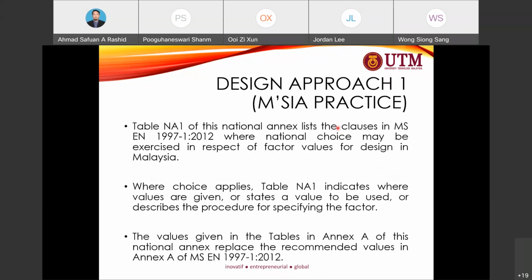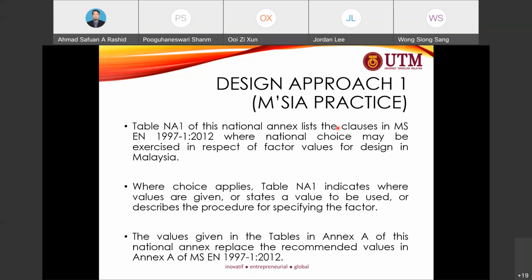So then we may refer to Table NA1 in the Malaysian Standard, where national choice may be exercised in respect of factor values for design in Malaysia. So they will be slightly different, but I'm not sure in terms of which elements the differences are between the EN and also the MS.